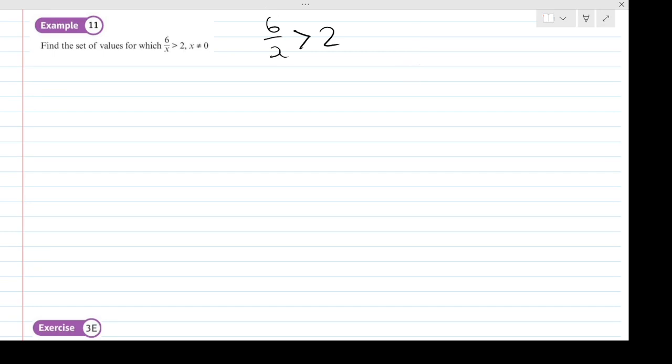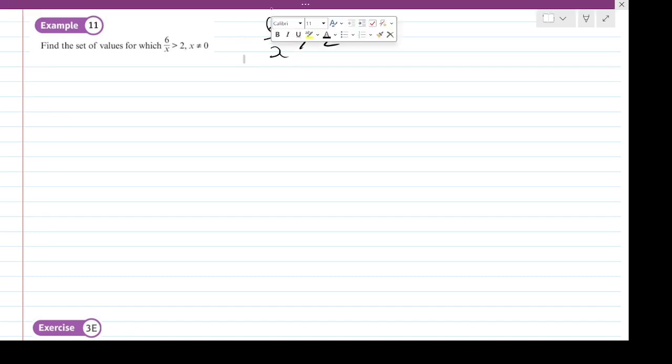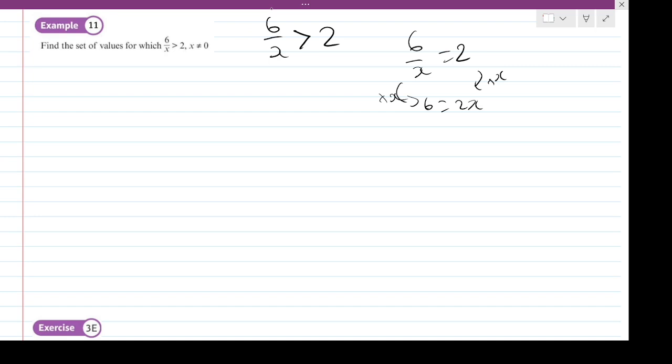How do we solve it in this case? Well, it can be quite hard to do it just as it is directly, to find the values of x when this whole fraction is greater than 2. But what we can do instead is think about it as an equation, right? Equals 2. How would you do that? You just times both sides by x, wouldn't you? So then you have 6 equals 2x.